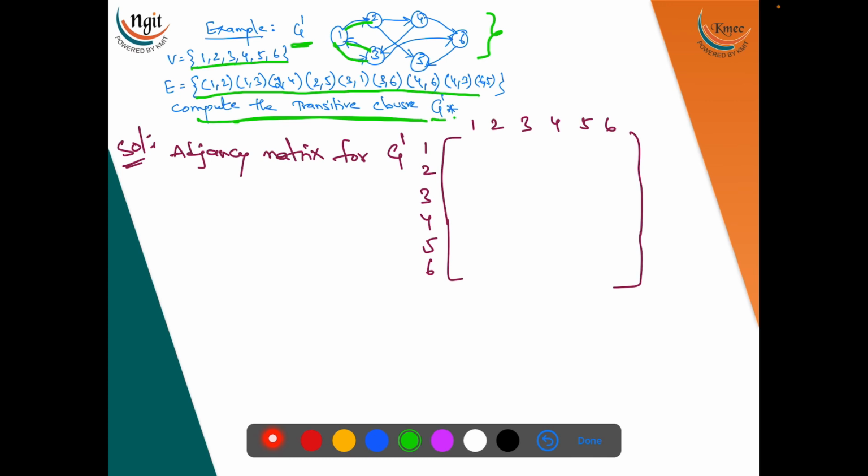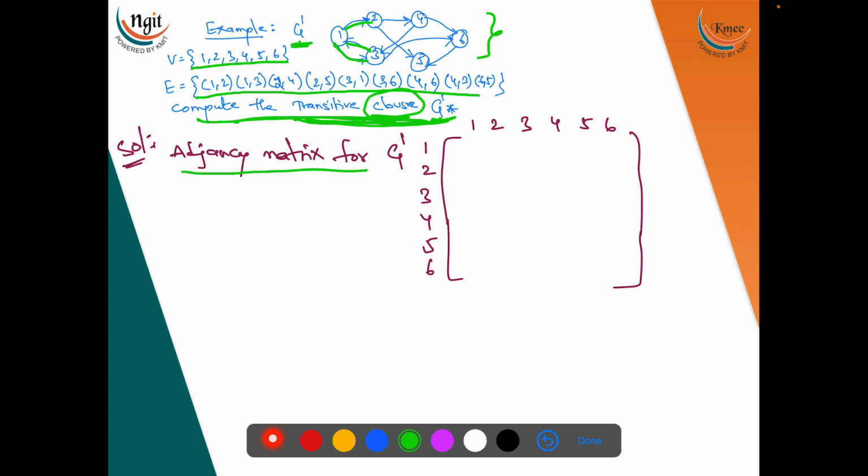So what is G dash star? Transitive closure. And G dash is what? The directed graph, or the given graph. So we are going to find G dash star from G dash, where the vertices will not change. We'll have the same vertices. But what is the difference between a normal graph and a transitive closure graph? You will find the reachability of each vertex. That only will change in the transitive closure. That's why the name is closure. Now we'll see the solution, how I'm finding the transitive closure G dash star.